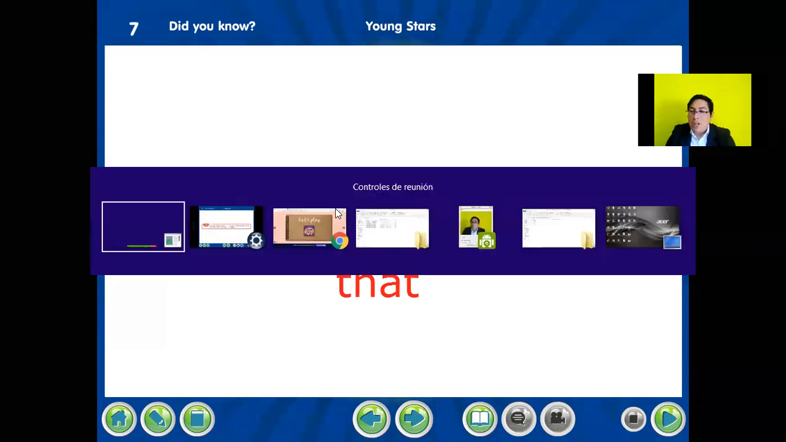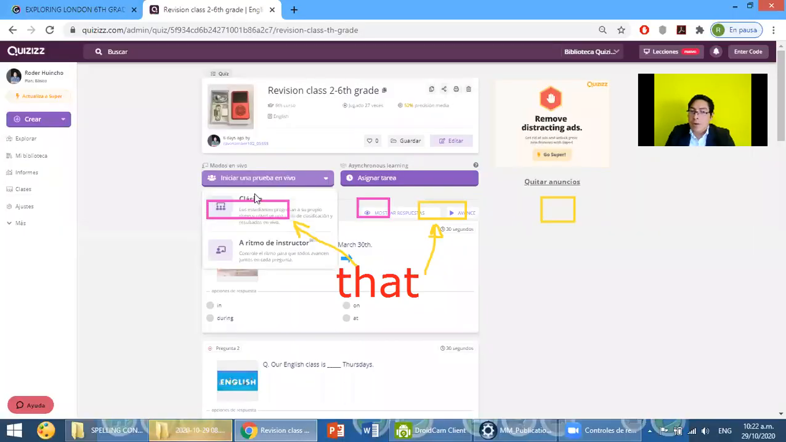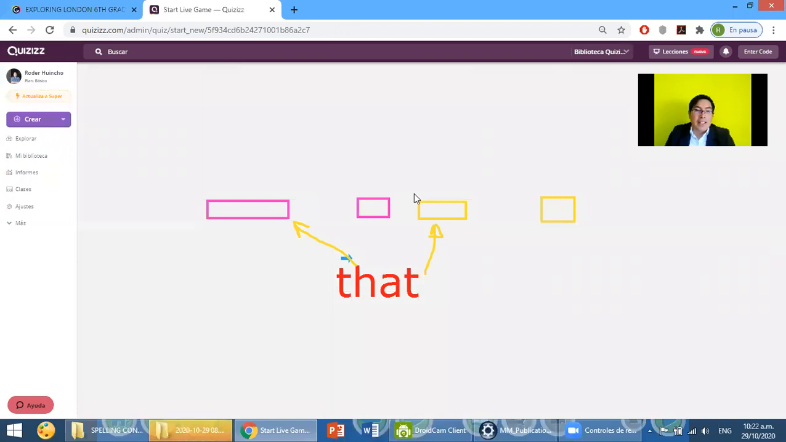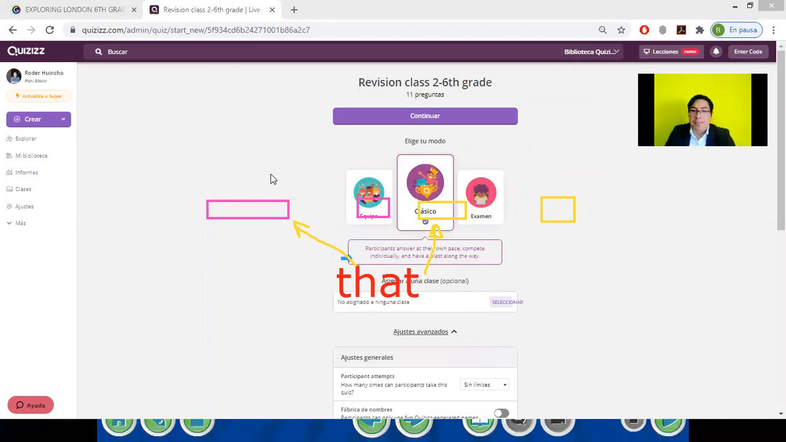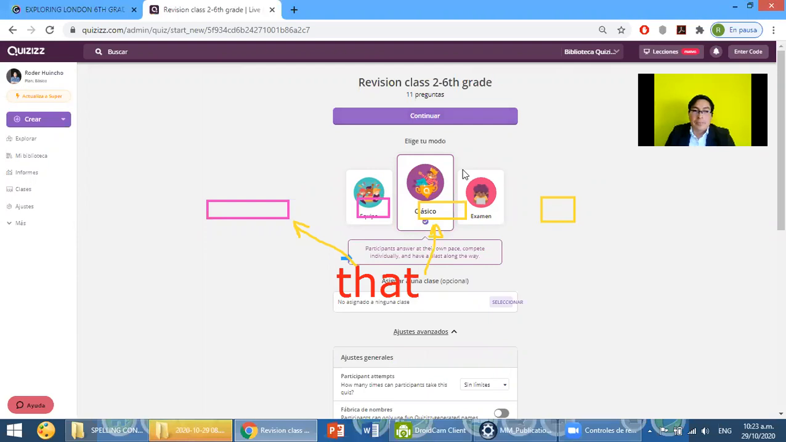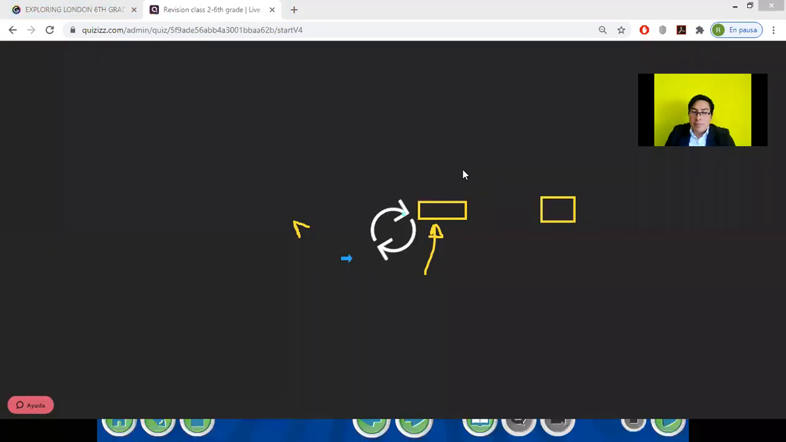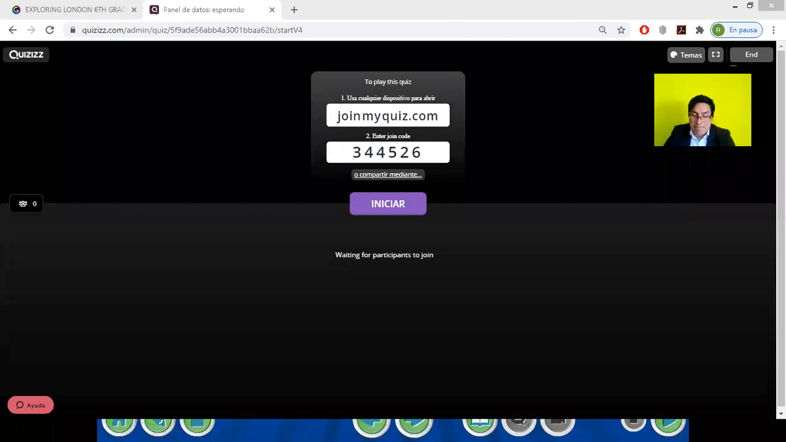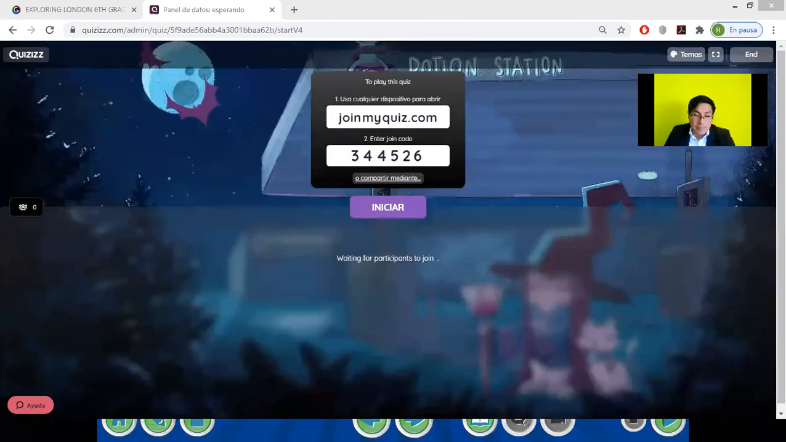Now, please, open one quiz in your computer, my friends. Quizizz? Yes, one quiz. In the chat, you have the link. In the chat, you have the code. Enter, please. We are going to make a revision of what we learned last week, okay? Enter, please. This is the code. It's in the chat.